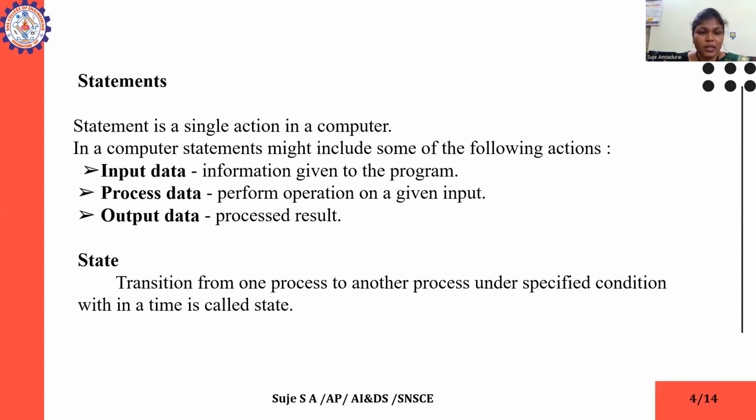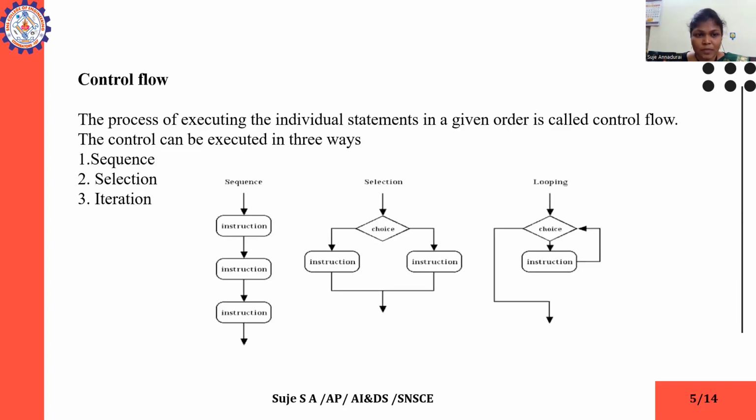Here, the statement. A statement is a single action in a computer. In a computer, statements might include some of the following actions. Input data is one action, process data is another action, and output data is also another action. That is, information given to the program, perform operation on a given input, process the result. Then next is the state. Transition from one process to another process under specified condition within a time is called state.